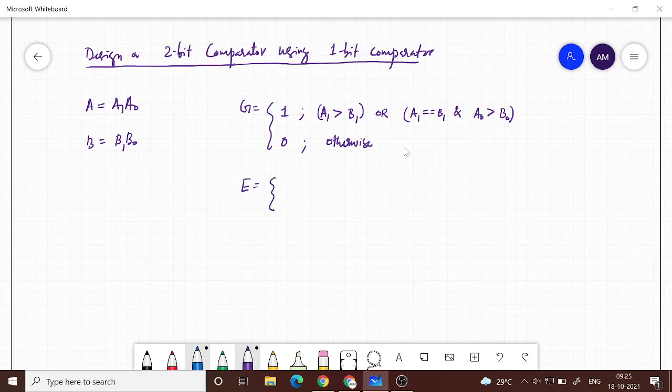Now, if something has to be equal to the other, there is only one way it is possible: each and every bit should be the same. So this is equal to 1 if A1 equals B1 and A0 equals B0. It could be both 0, both 1. 0 otherwise.